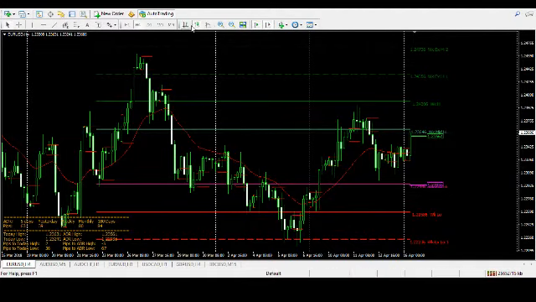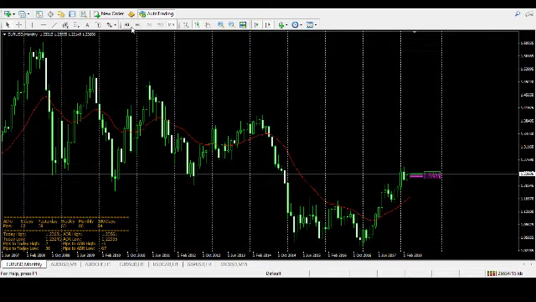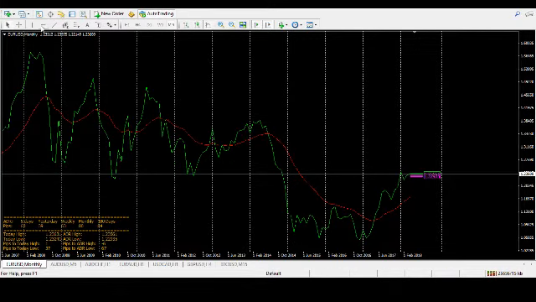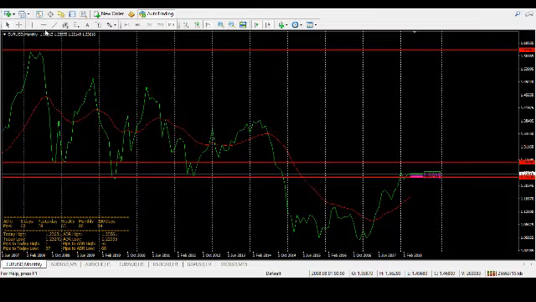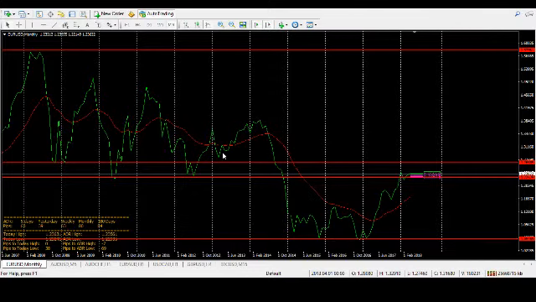Right, here's the Euro USD. We're gonna map this out here on this chart real quick. And that way we will know where we're headed on this Euro.